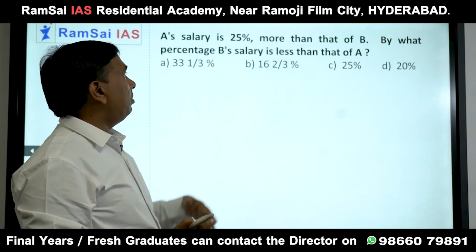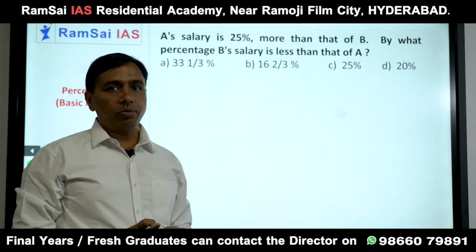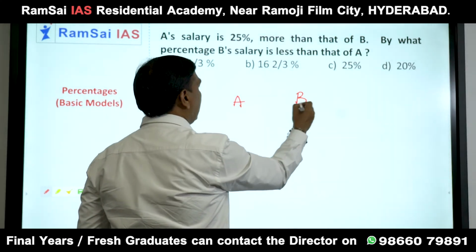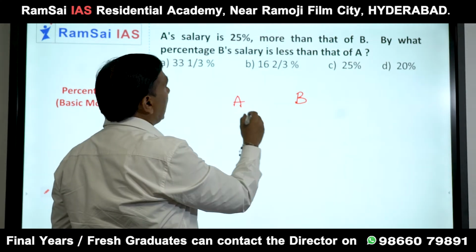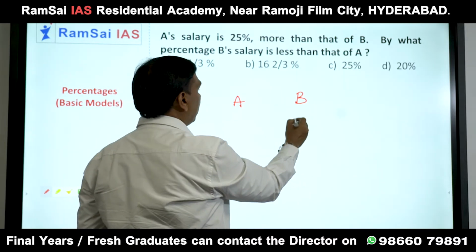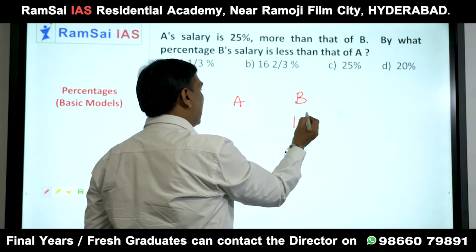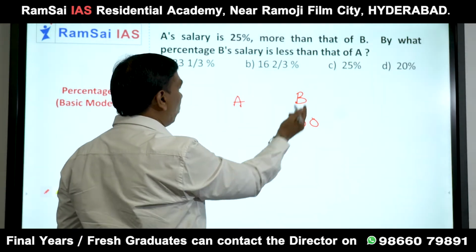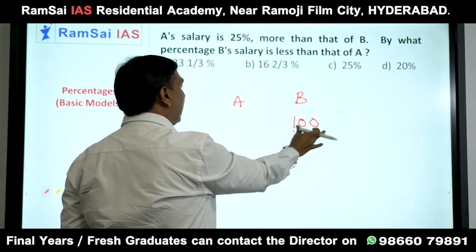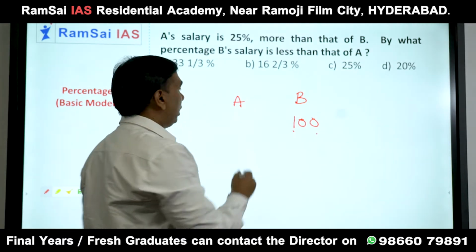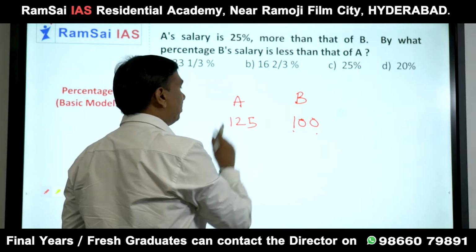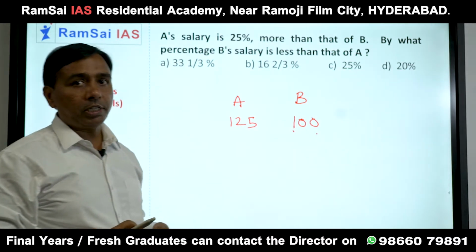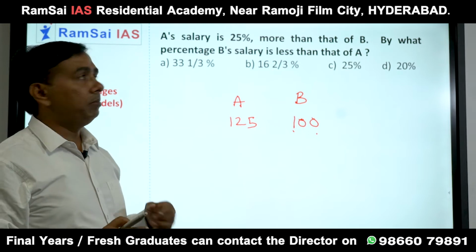A's salary is 25% more than that of B. By what percentage is B's salary less than that of A? This is quite interesting. Here we have A and B. A's salary is 25% more than that of B. Suppose you take B's salary to be rupees 100, then A's salary is 25% more than that, so out of 100 it is increased by 25. That means it is 125 rupees. B's salary is 100 rupees, therefore A's salary is 125 because it is 25% more than B's salary.